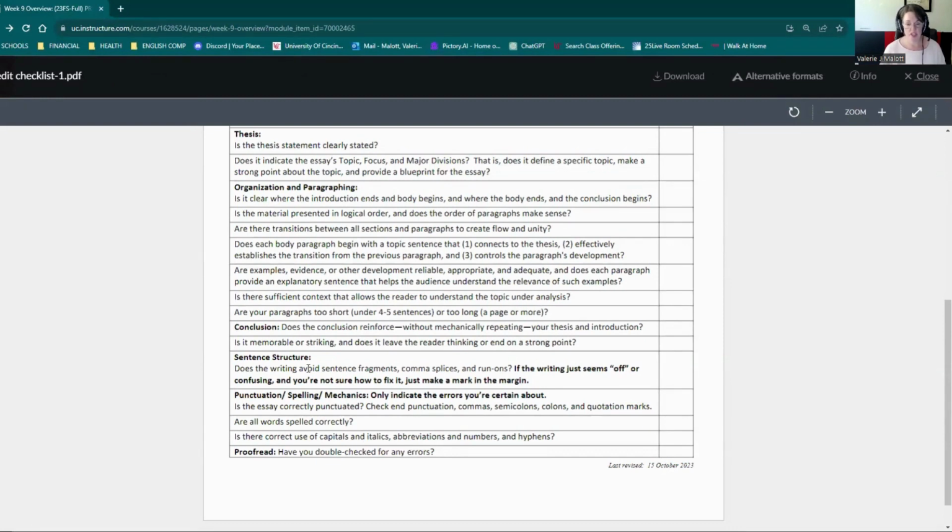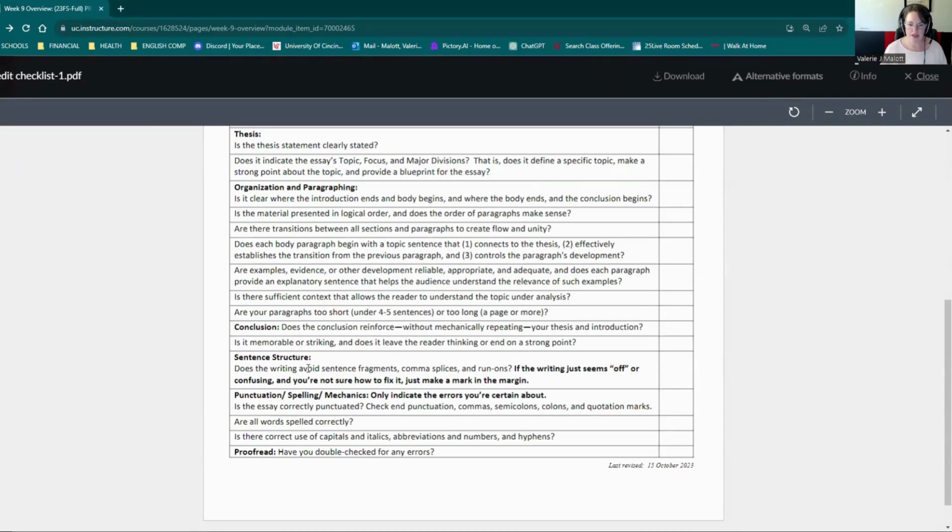Likewise with punctuation, spelling, and mechanics, if you're not sure why something is punctuated a certain way, you can ask me a question. Make sure that you spell things correctly, use capitals and italics, abbreviations, numbers, hyphens, and so on. Make sure all those things are used correctly. Remember, we're not texting each other, so we have to use the conventional rules of academic English, right?